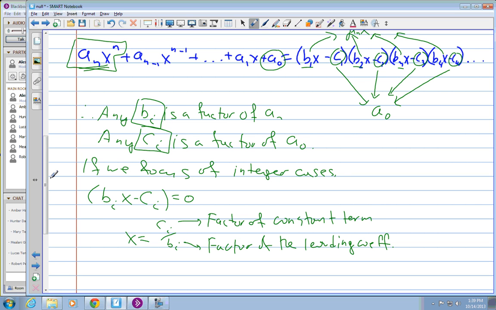Do you agree with that? Because we just discussed that if you multiply all the c's, you get the constant term. If you multiply all the b's, you get the leading coefficient. So then if you start dividing one by the other, when you solve for the zeros, you're going to get the numerator as a factor of the constant term, and the denominator is the factor of the leading coefficient. So this will answer that big question that we had earlier today.